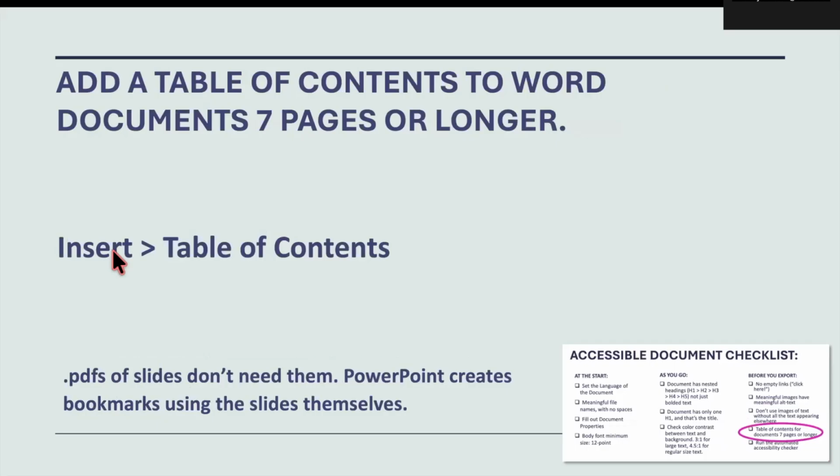For any documents that are 7 pages or longer, you want to insert a table of contents. This also goes for Excel documents. If your Excel document is 7 pages or longer, you also want to use a table of contents. But PowerPoint documents don't need tables of contents because the PDF that results from them, PowerPoint is going to use the bookmarks that it creates from images of the slides that you're creating to make its own table of contents. But in Word, you're going to insert a table of contents for any document 7 pages or longer.